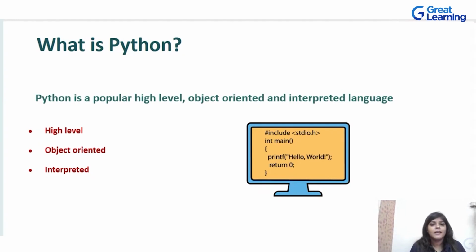For the case of C++ and Java, at least you have to write 3-4 lines of code. But in the case of Python, you just need to write one line of code, right? Okay. So these are the basic features of Python you can see.